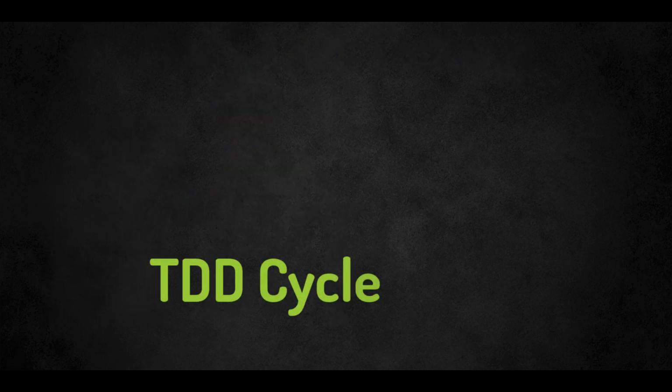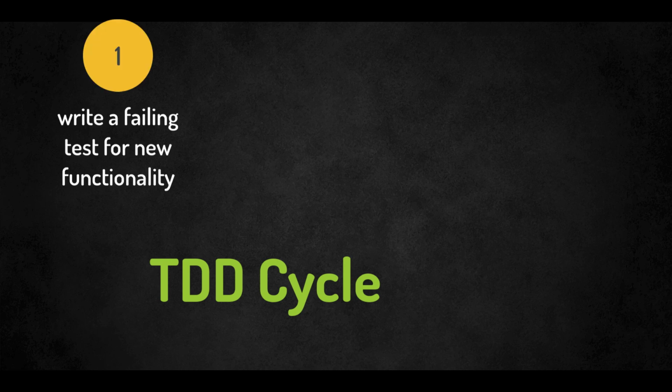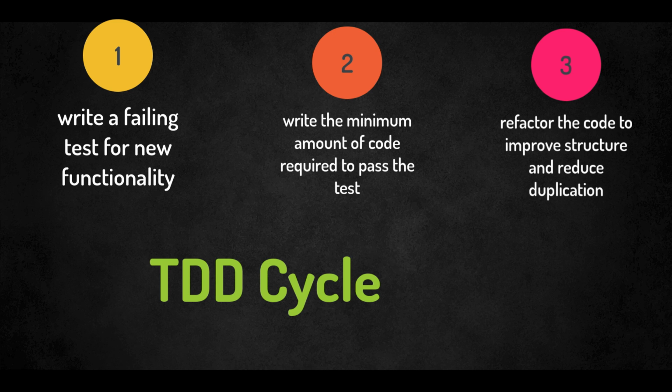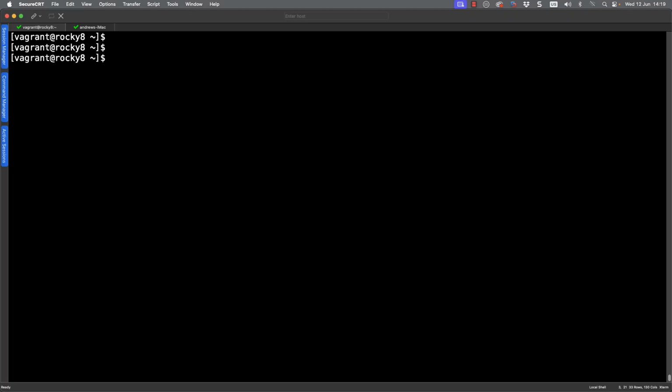So let's expand on the detail of a test-driven development cycle. First, we write our failing test for the new functionality. Then we can write the minimum amount of code to pass the test, before we can then look at refactoring the code to improve the structure and reduce duplication.